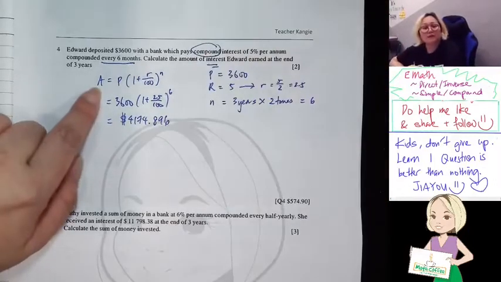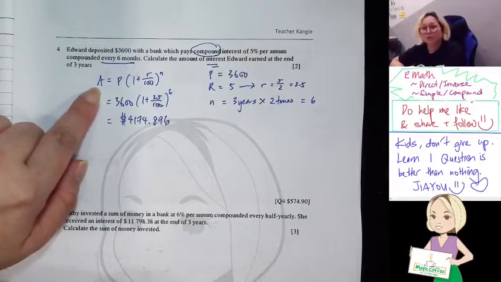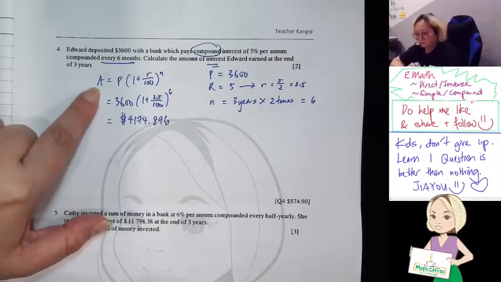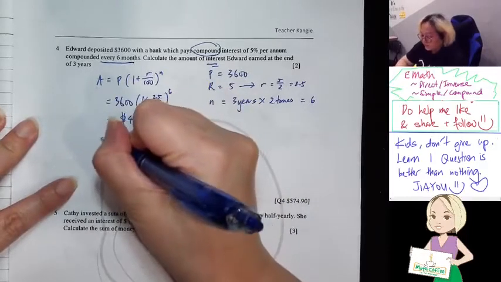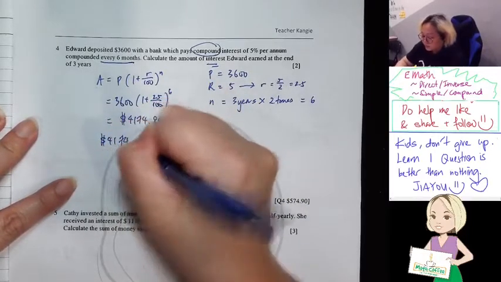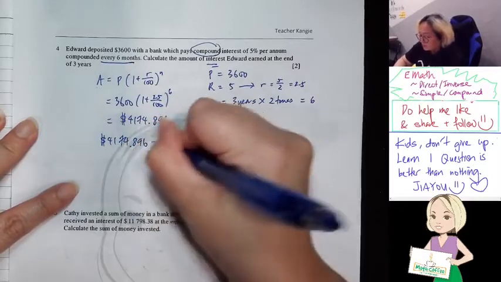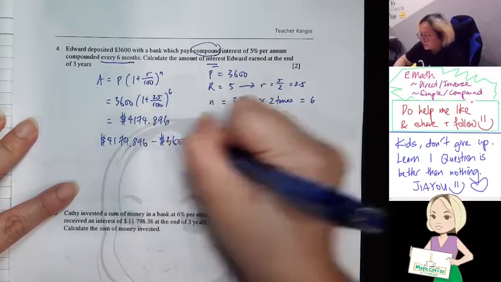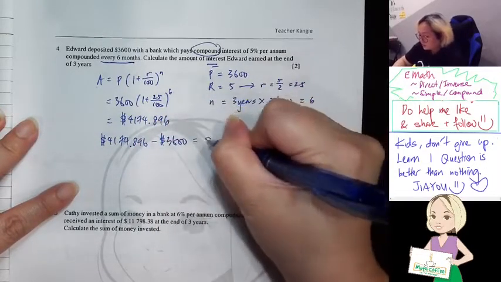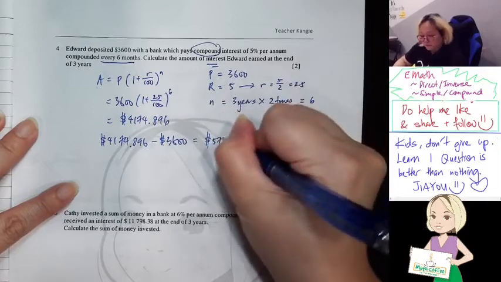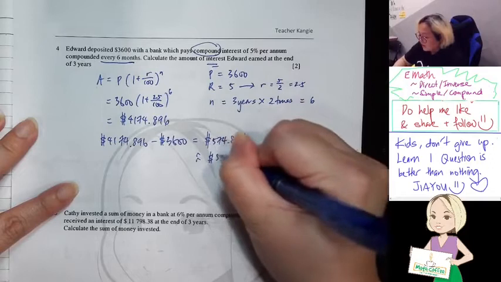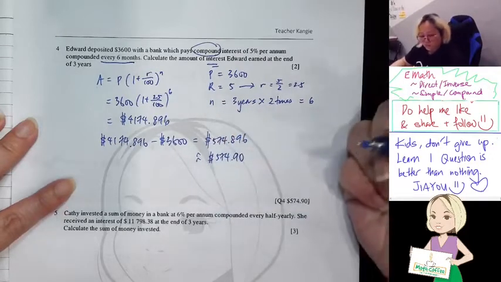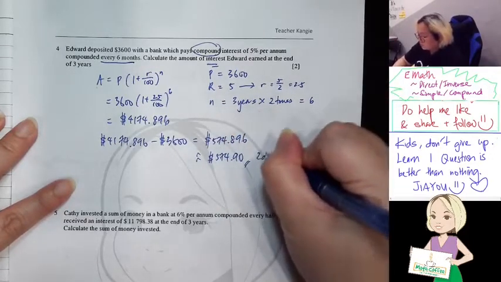Now, be careful, they're asking for interest. This formula gives the amount, meaning the total amount. So for interest, just take the total amount minus the principal amount, which is 3,600. That means the interest will be 574.896. Round it off to 2 dp, 574.90.